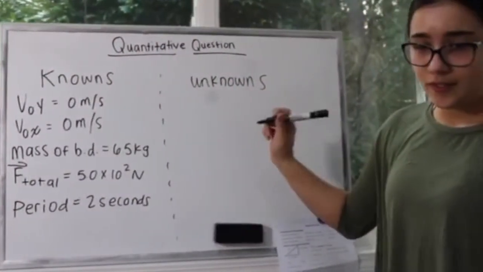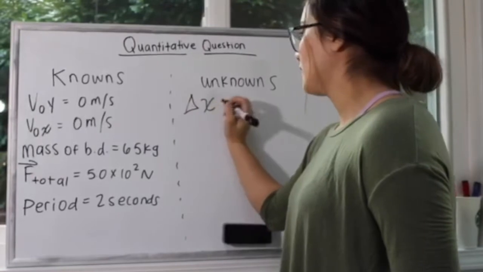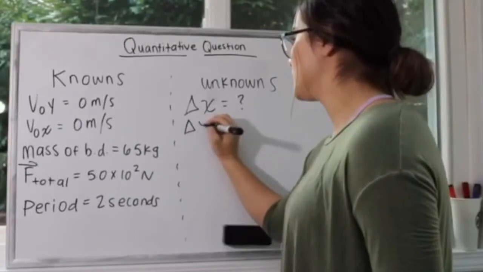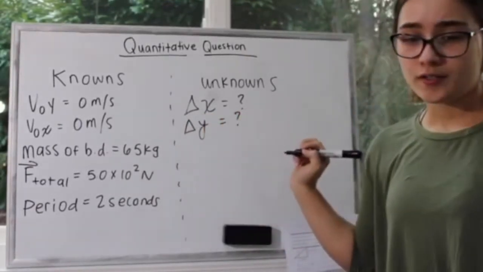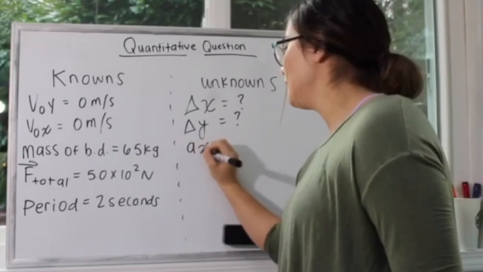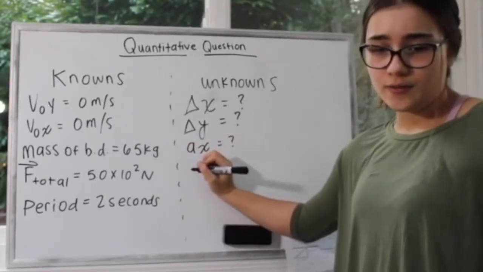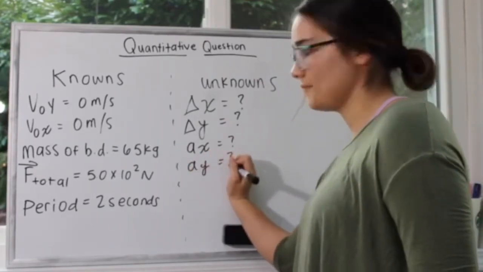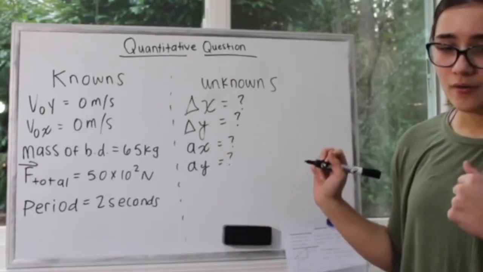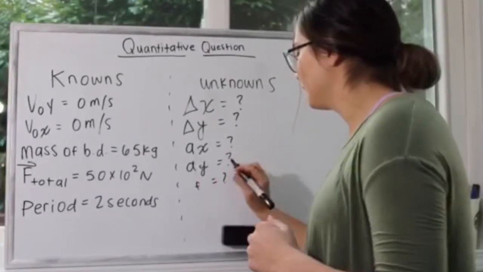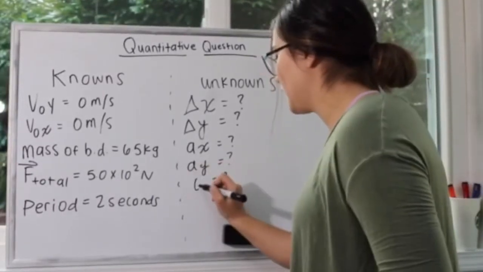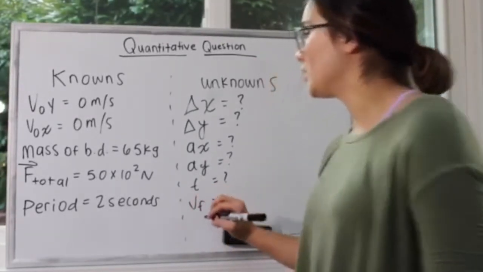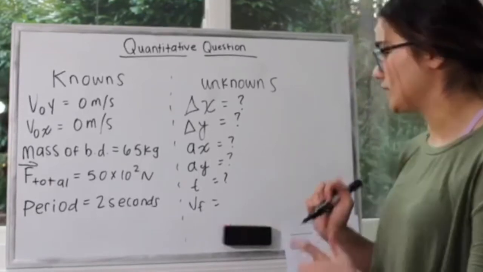For the unknowns, we do not know the change in x, because that's what the question's asking us to find. We also don't know the change in y, which is the change in the height. We also do not know the acceleration in the x direction, and we do not know the acceleration in the y direction. Following that, we do not know the time, and we do not know the final velocity.